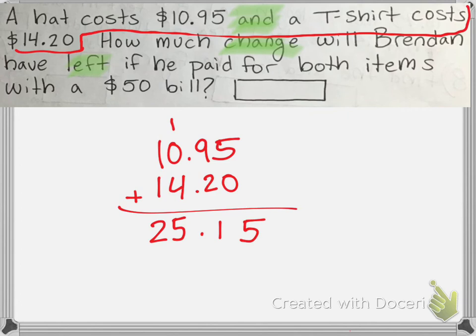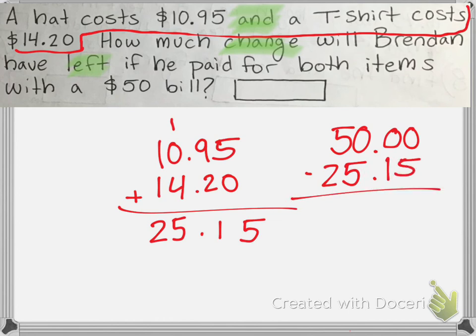No. As Marley pointed out, I now need to find the change. He has a $50 bill. That's $50.00. And I'm taking away how much he spent. I have to do this borrowing again. 0, 0, 0. Oh my gosh, I have to go all the way there to borrow. This becomes a 4, 10, 9, 10, 9, 10.